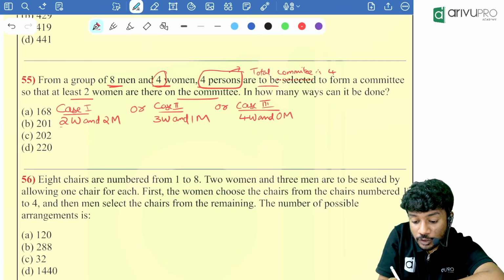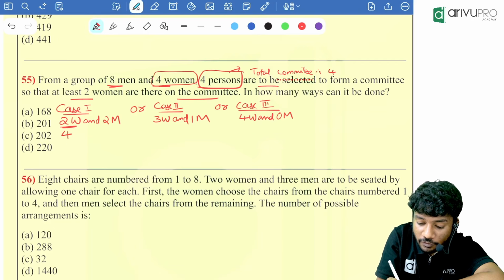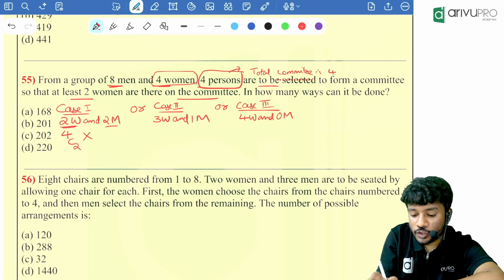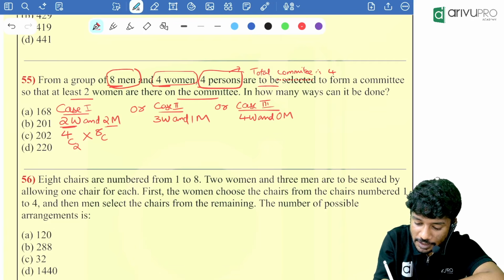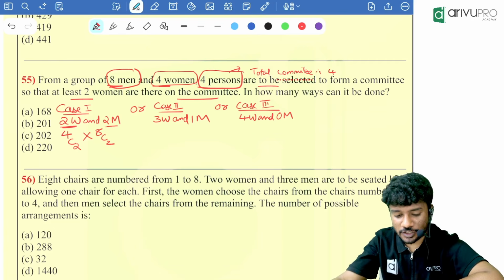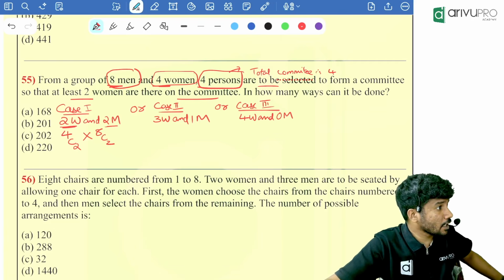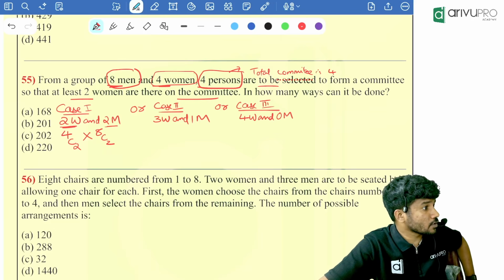2 women are chosen from how many women? 4 women. So it will be 4C2. And means into. 2 men are chosen from how many men? 8 men. So it is 8C2. Understood this one, everyone?